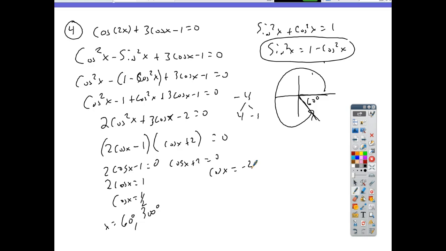What's the highest a cosine graph gets up to? 1. What's the lowest it gets down to? -1. So when does it get to -2? It doesn't. It never does, right? So this part is no real solutions, right? No real solutions. So what's my answer? 60 and 300. Love it.